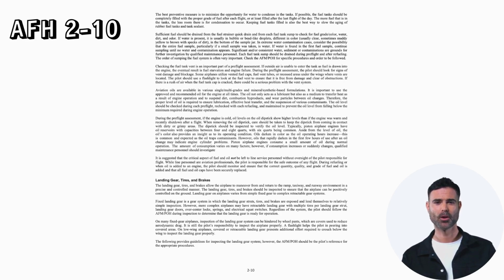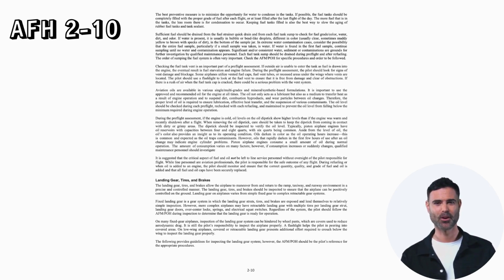When removing the oil dipstick, care should be taken to keep the dipstick from coming in contact with dirty or grimy areas. The dipstick should be inspected to verify the oil level. Typically, piston airplane engines have oil reservoirs with capacities between 4 and 8 quarts, with 6 quarts being common. Aside from the level of oil, the oil's color also provides an insight as to its operating condition.